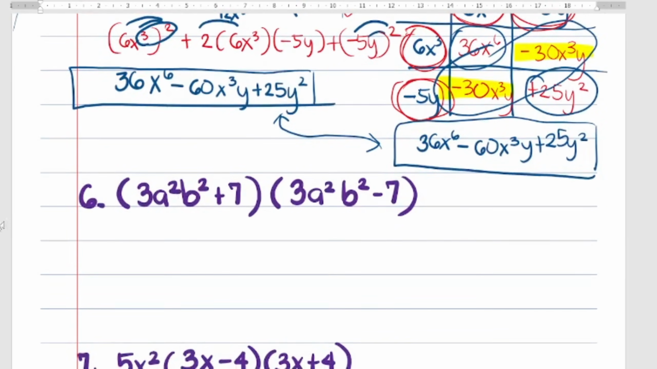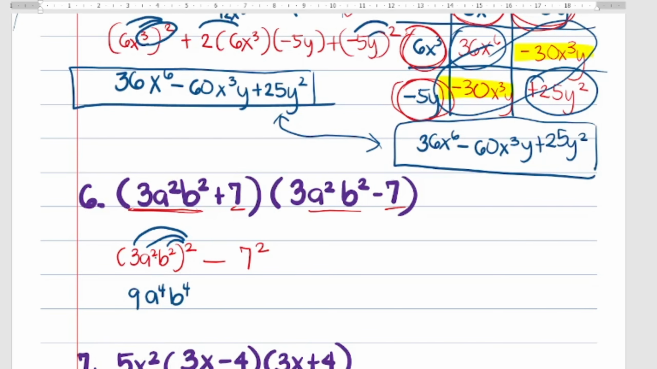Now number 6, the pattern repeats again. The values are the same, they just differ in their operation. So what we do is we just get the square of each value. So the square of 3a squared b squared, minus the square of 7. So distribute. 3 squared is 9, a squared squared is a raised to 4, b squared squared is b raised to 4. Again, if it's a power of a power, multiply the exponents. Then minus 7 squared is 49. So this is now our answer.